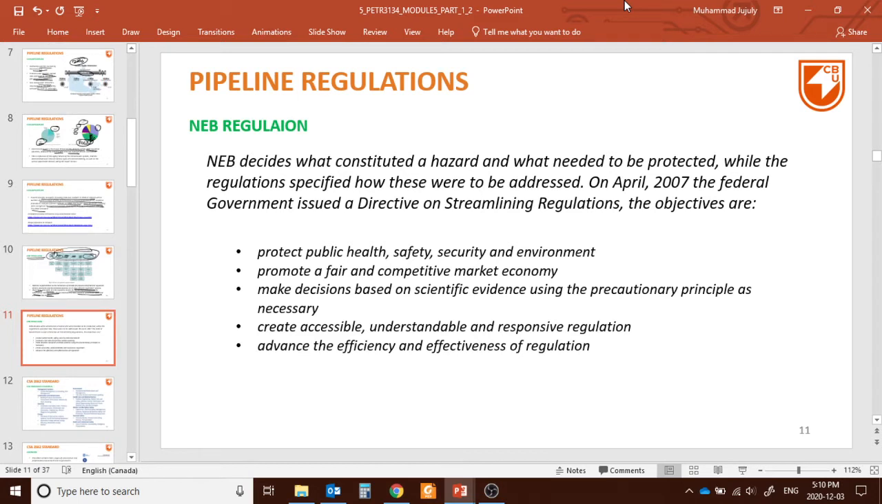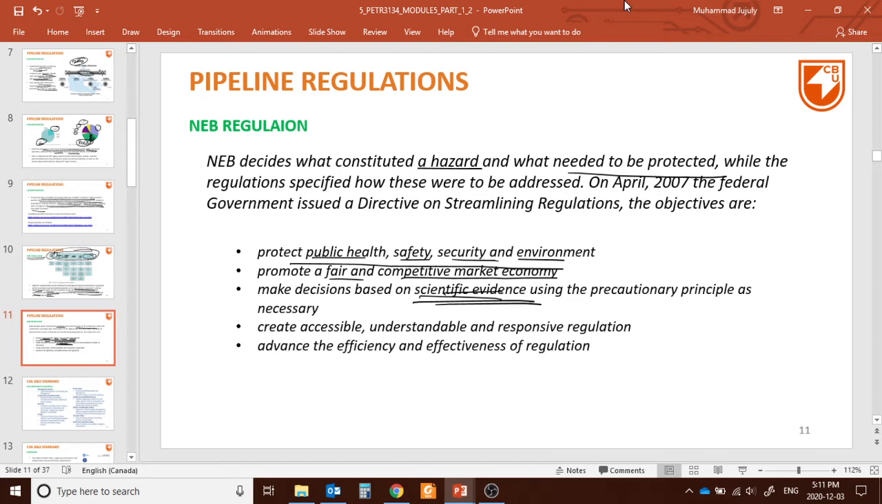Right now, NEB decides what constitutes a hazard and what needs to be protected. That's NEB's job, and that's how the National Energy Board builds and updates the regulations so that the oil and gas industries, the operators, and all other companies should follow the NEB's rules and regulations. So these are the objectives of the NEB: public health, safety and security, and environmental protection; to promote a fair and competitive market economy; and to make decisions based on scientific evidence. It's very important, not based on some emotion or something. It would be more data driven.